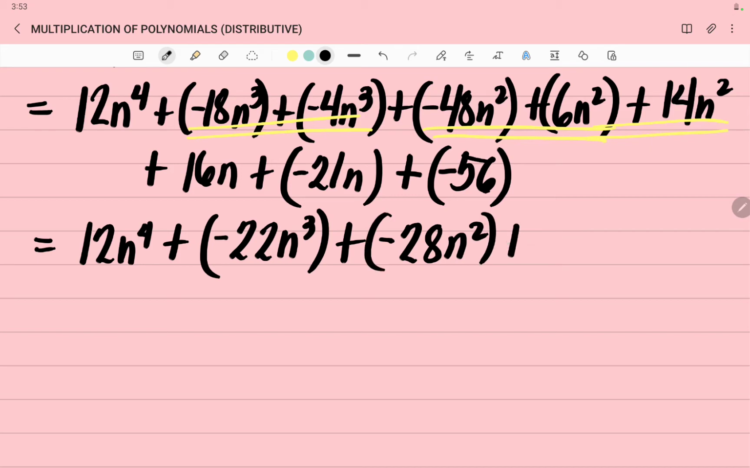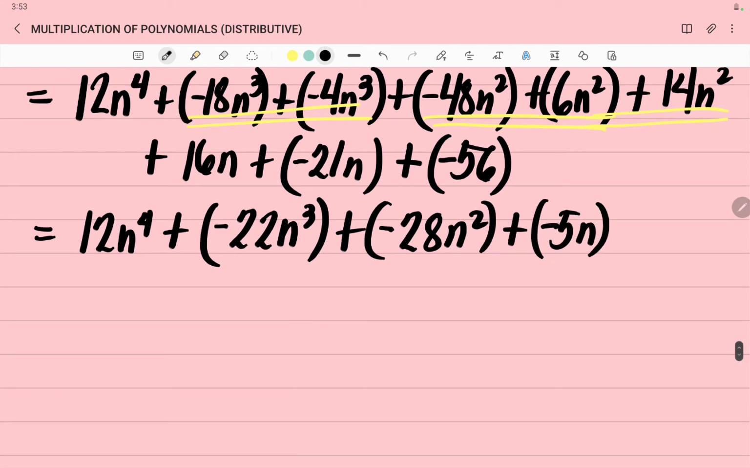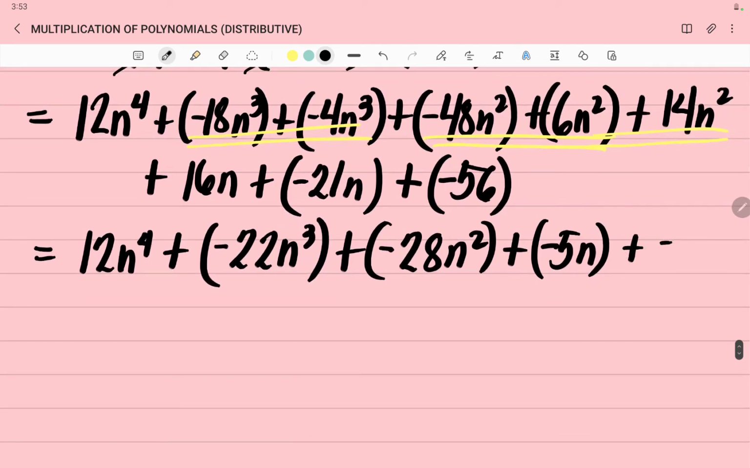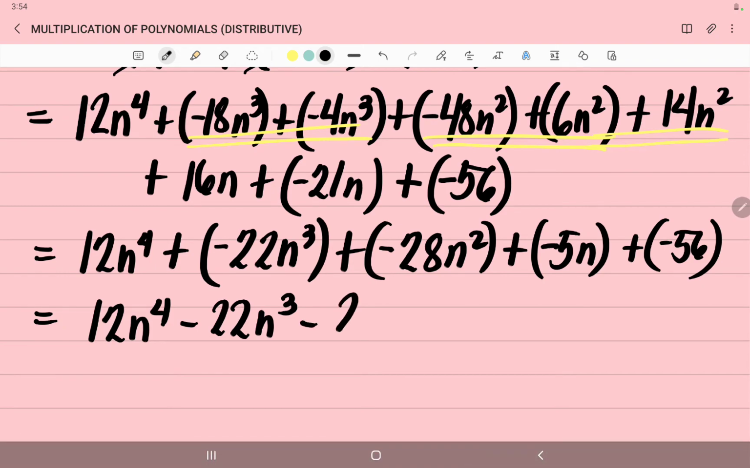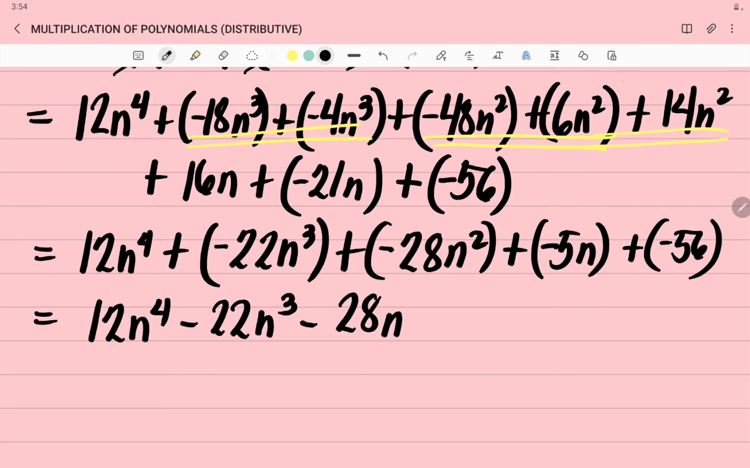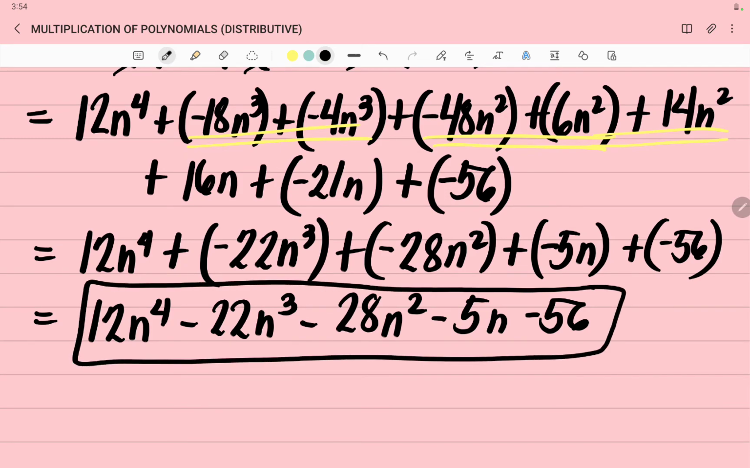Next, plus 16n plus negative 21n is, we have negative 5n, then plus negative 56. Next, for the final answer, we have 12n raised to 4 minus 22n raised to 3 minus 28n raised to 2 minus 5n minus 56. So that is the final answer.